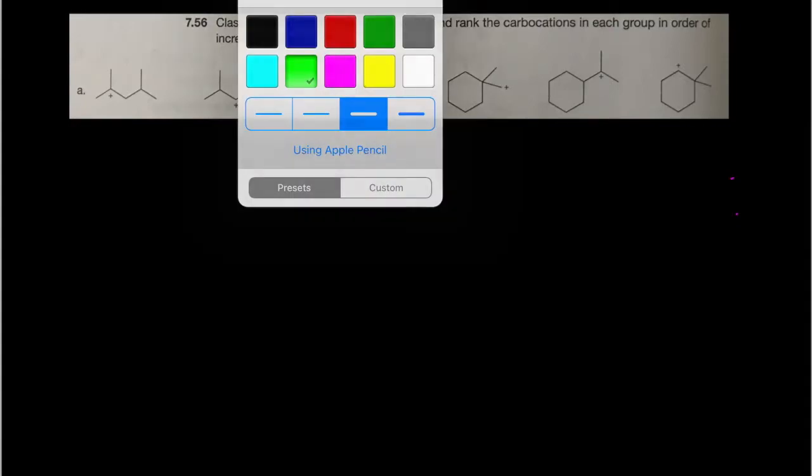Problem 56 in the Smith's textbook. We have some carbocations here, and we want to classify them as primary, secondary, and tertiary. Now, what you need to do is locate the positive charge. So here's the positive charge right here. And then we're basically counting carbon atoms. There's 3 carbon atoms attached to this.